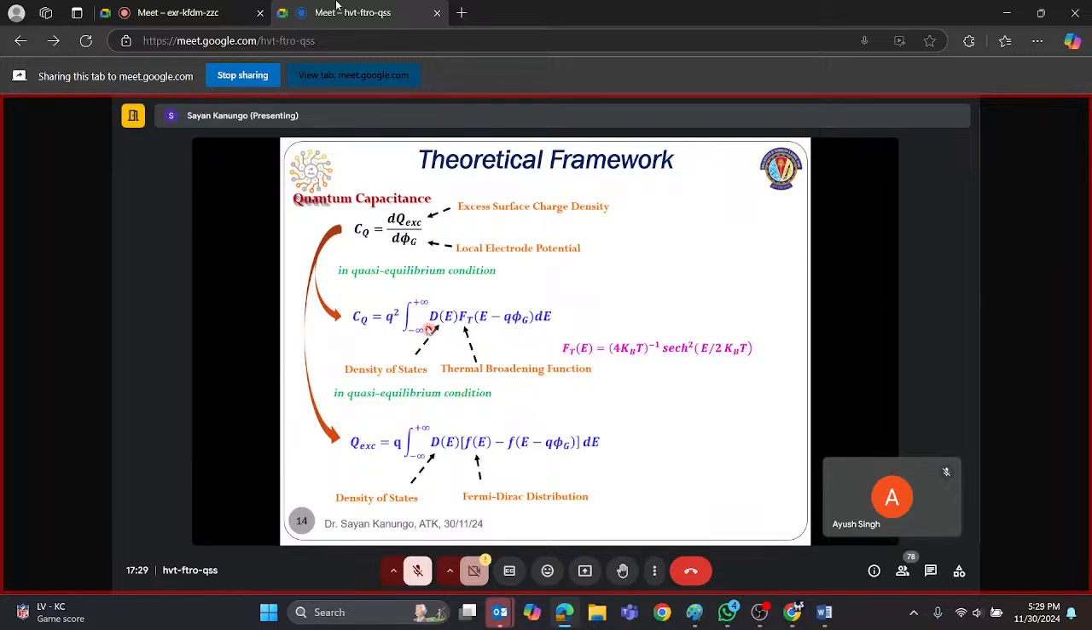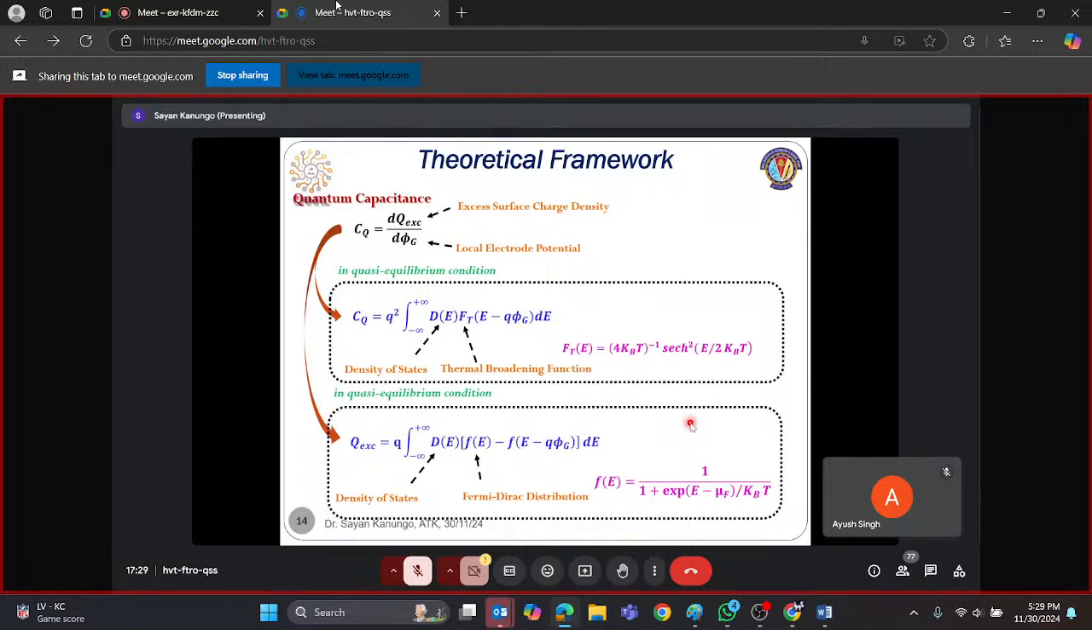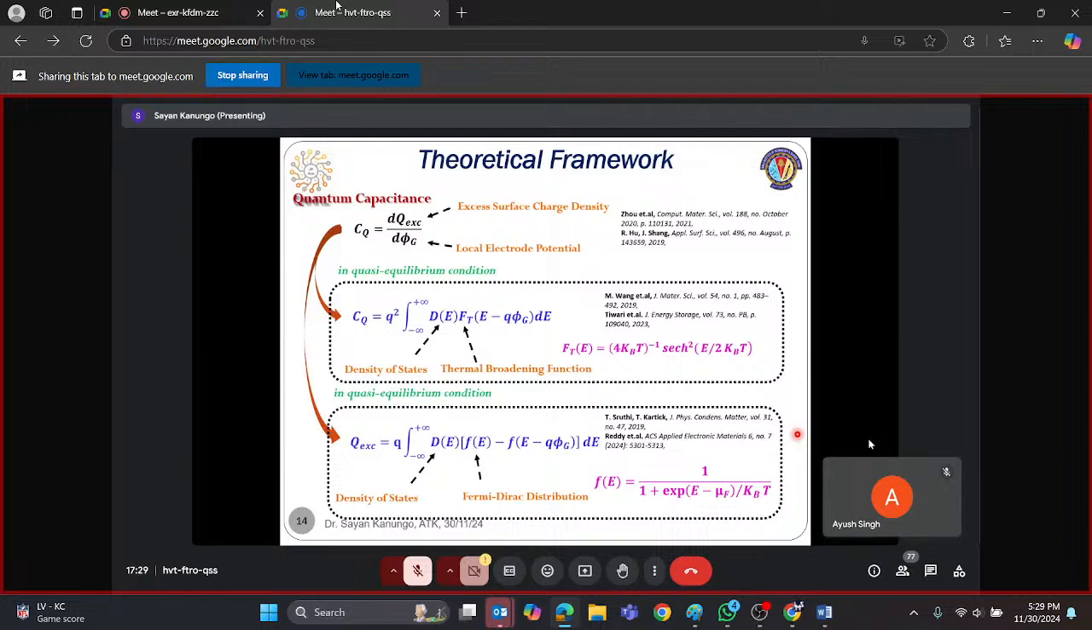So once this density of states profile as a function of energy is calculated through the DFT calculation using Quantum ESPRESSO, it can be directly introduced into this expression and numerically evaluated, which will give a set of quantum capacitance and excess charge density values for a range of local electrode potential. So these are some of the references based on which these standard analytical frameworks were represented here.